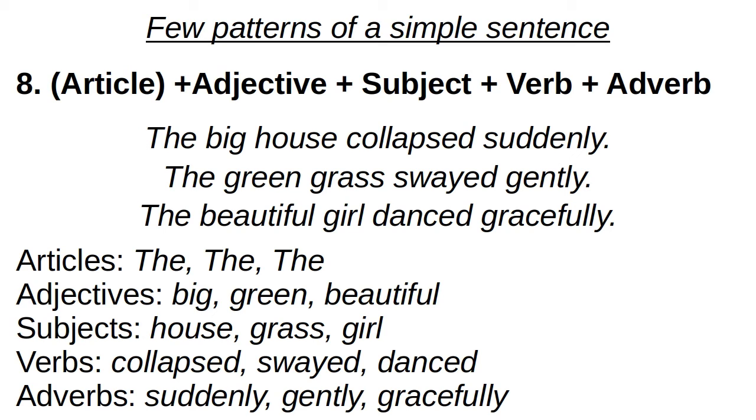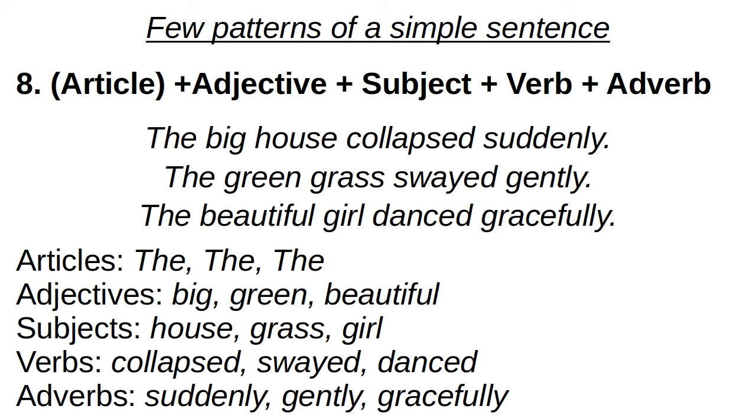This is the general format that we shall follow. For example, the green grass swayed gently. We can say gently the green grass swayed, or the green grass gently swayed. So the adverb comes in the beginning, in the middle or in the end. Adverb can come anywhere. But right now we place it at the end. So we say the green grass swayed gently. Similarly, the beautiful girl danced gracefully. So the verb comes prior to the adverb.